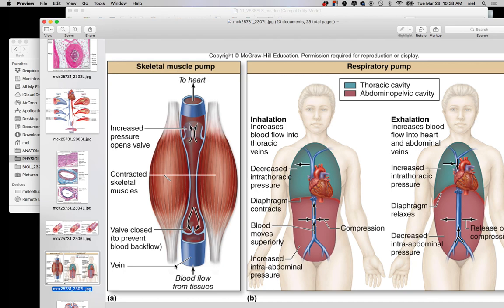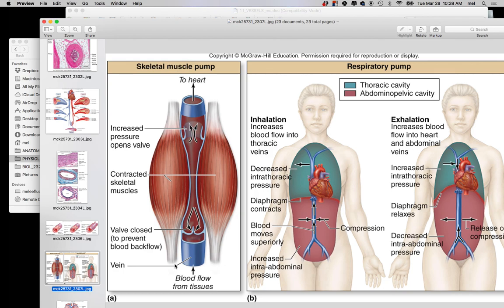So as the blood tries to go backwards, it gets caught in the cusp, and it can't go backwards. So what happens in this situation is the blood moves up. But what helps that is what we call the skeletal muscle pump. The skeletal muscle pump means that if you have skeletal muscles near a vein, and you squish on them, the skeletal muscles will make the blood squirt, but it only can squirt one direction, right?